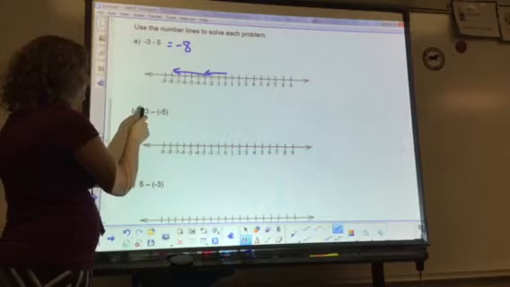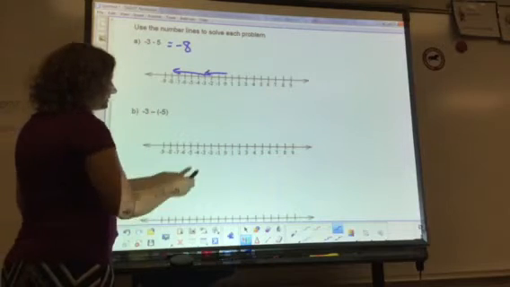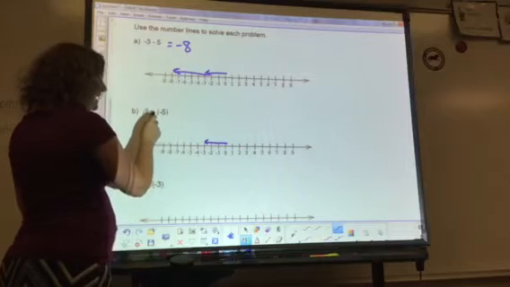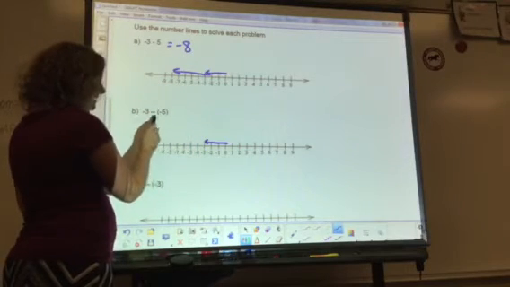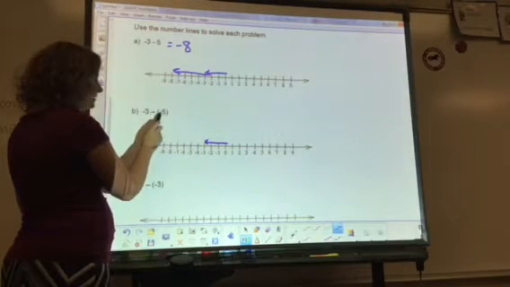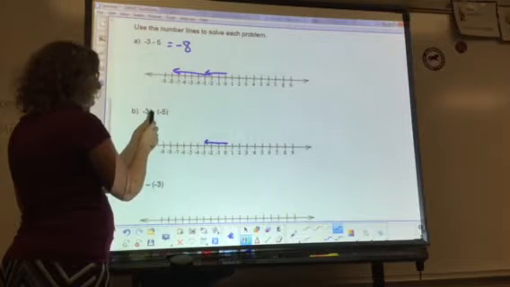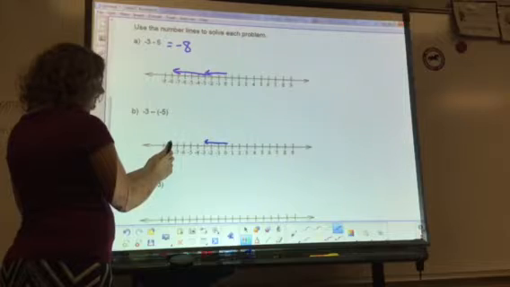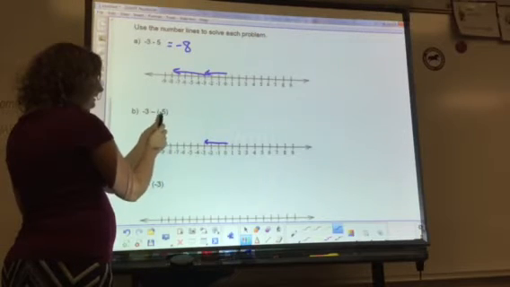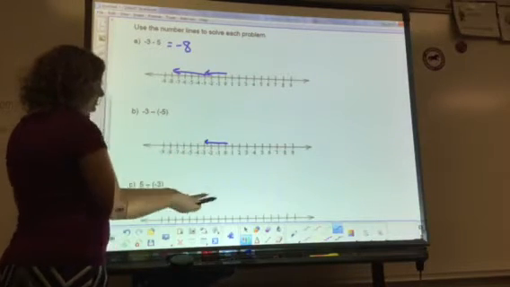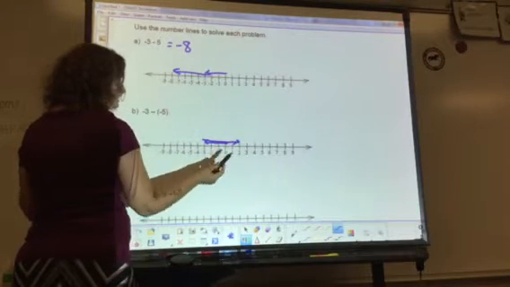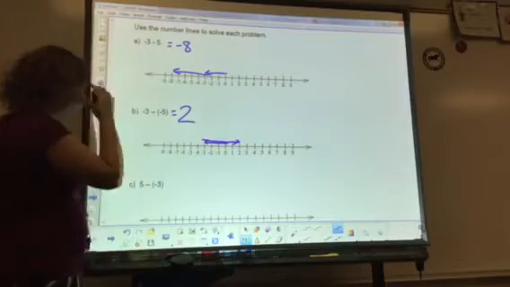Down here, -3 minus -5. I'm going to start at 0, I'm going to go out to -3. If I were adding -5, see how this is a minus now because there's an operation and a negative sign? Okay, if I were adding -5, I would go 5 this way and I'd land at -8. But if I'm subtracting -5, I have to go 5 the opposite direction. So 3 get me to 0 and 2 more, and that lands me at +2.